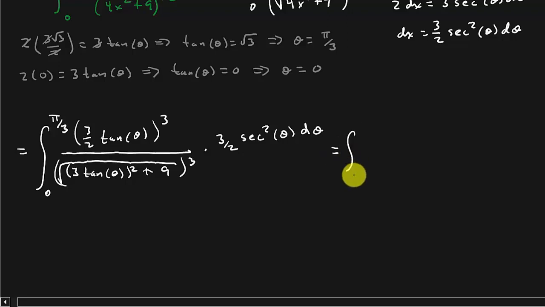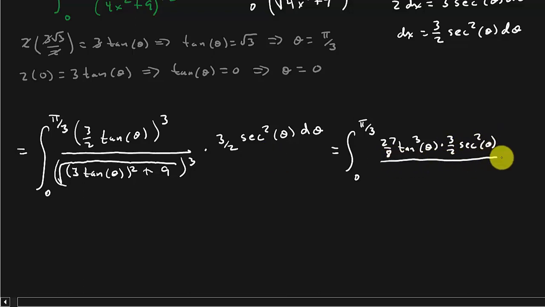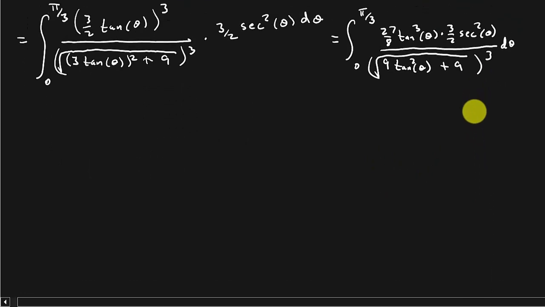All right, so let's see what we've got. We've got 0 to pi over 3, and that's going to be, what, 27 over 8? 27 over 8 tangent cubed theta times 3/2 secant squared theta over, and then of course the d theta out here, and then that's over 9 tangent squared theta plus 9, and that's the square root and all of that cubed.